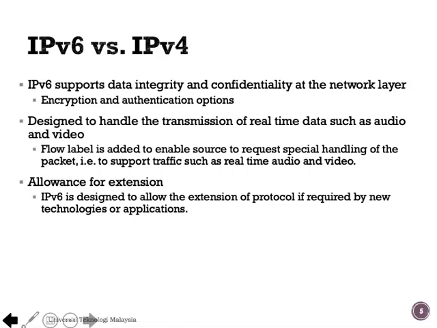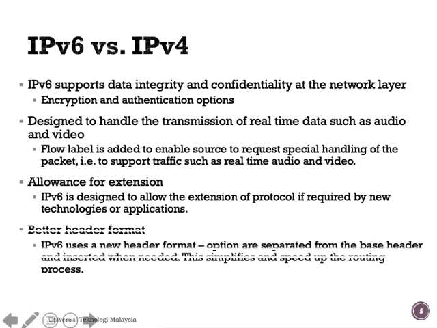IPv6 has allowance for extension. For example, it is designed to allow the extension of the protocol if required by new technologies or applications. Meaning that it has, in the header, an option to allow, for example, new applications to be added to IPv6 or also new technologies. A new encoding of options also allows for more flexible options processing, right?